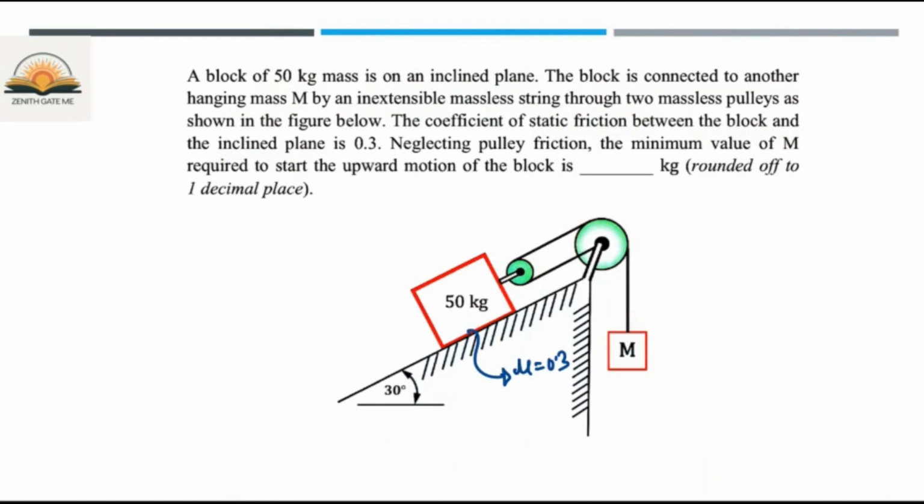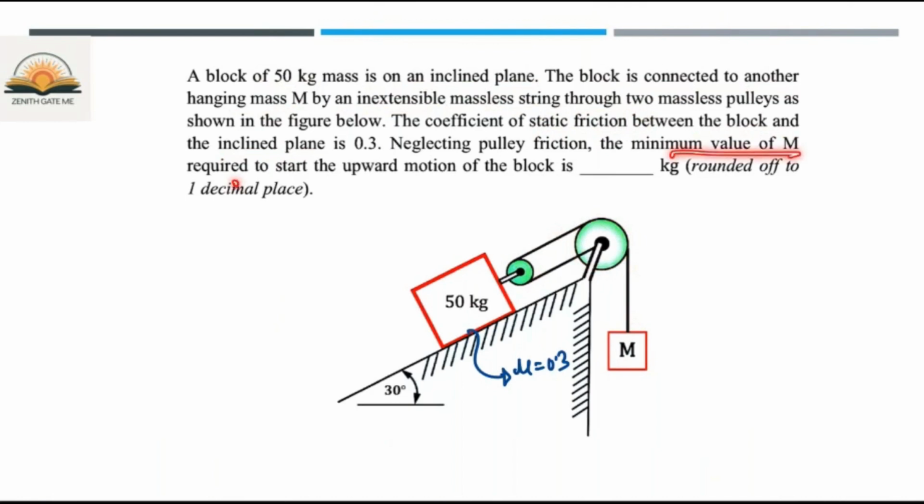Now, neglecting the pulley friction, that means there is no friction in the pulley. So the tension on both sides of the string will be the same. If they had given a friction value, the tension on both sides would be different, because you know that T1 by T2 is equal to e to the power of mu theta. But the mu value is not given for the pulley. That means on both sides the tension will be the same. This is the first key point.